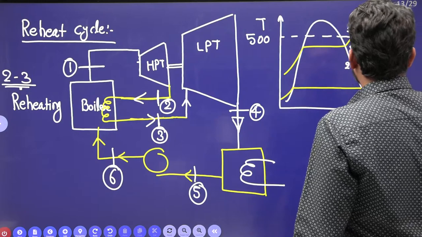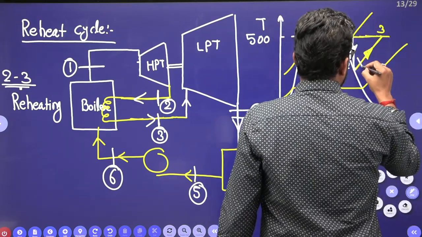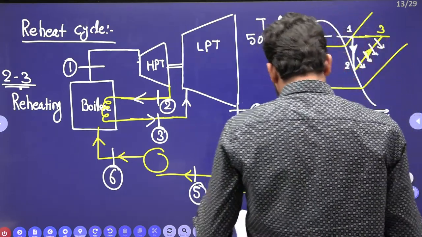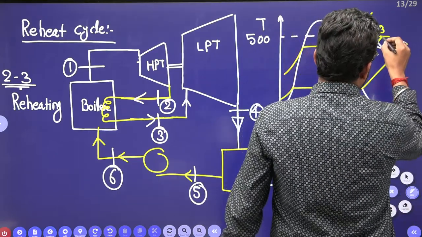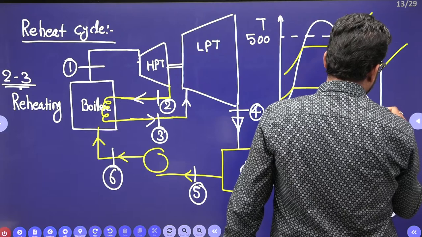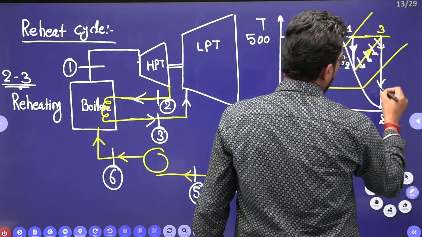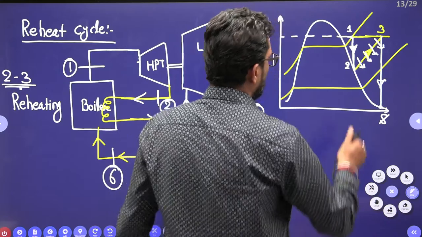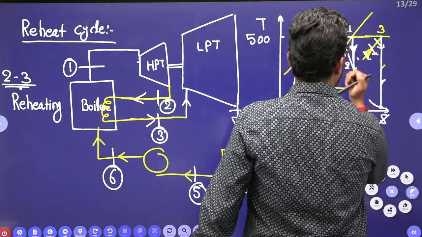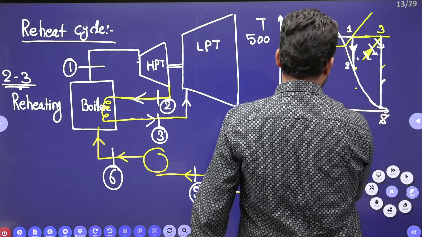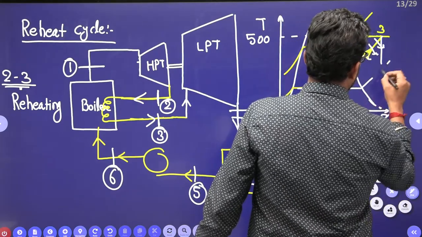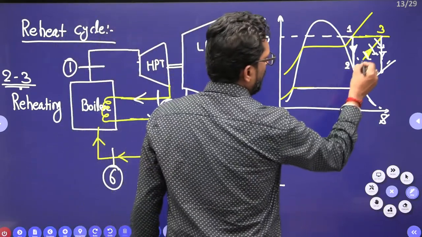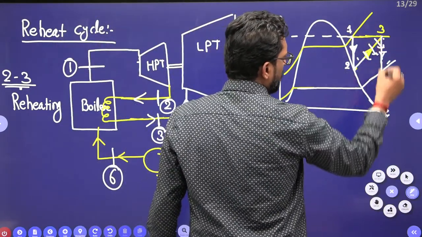Now 2 to 3 there is a heat supply, so there must be a heat supply in this one, 2 to 3. Now, 3 to 4, there is again expansion, and this expansion is in a low pressure turbine. This is expansion like that. So from point 1 to 2, there is one expansion. 3 to 4, there is another expansion.